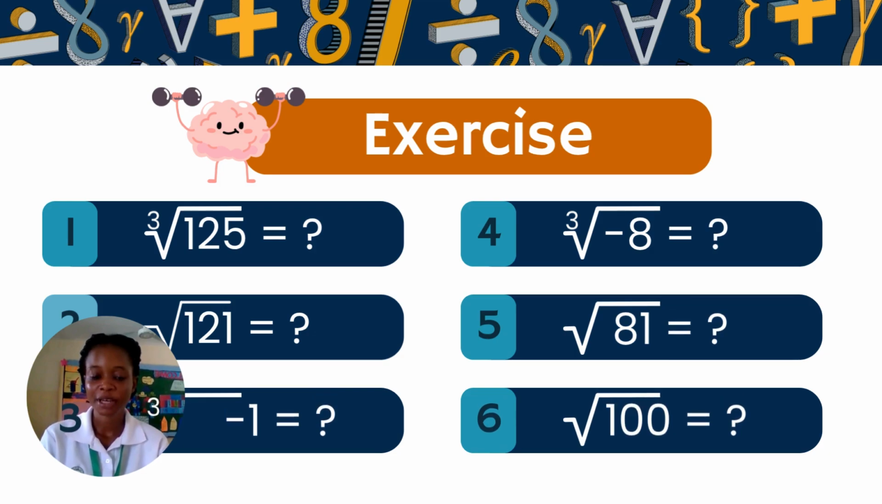So if you have gotten to this part of the video, please pause the video and attempt the questions on your screen and leave your answers in the comment section. So you have to find the cube root of 125, square root of 121, square root of minus 1, the cube root of minus 8, the square root of 81, and the square root of 100. So leave your answers in the comment section. And if you have any question, do not hesitate to also leave them in the comment section and I will get right into it.